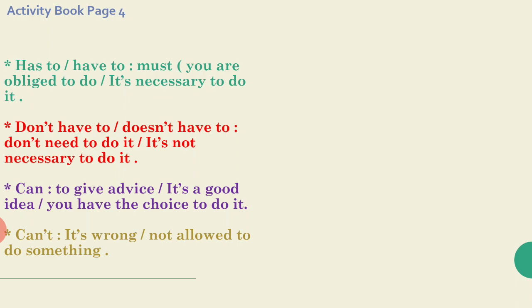Then we move to don't have to or doesn't have to, and we said that they mean you don't need to do something or it is not necessary to do something. Then we move to can, and we said can means to give advice or it is a good idea to do something. You have the choice to do something. So can is used to give advice or make a suggestion without any obligation.